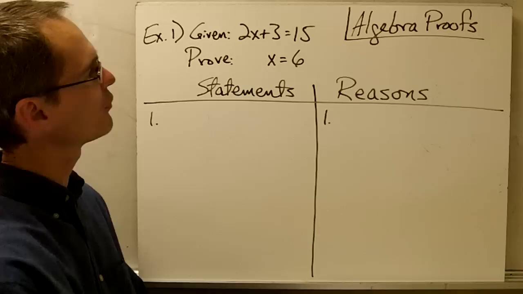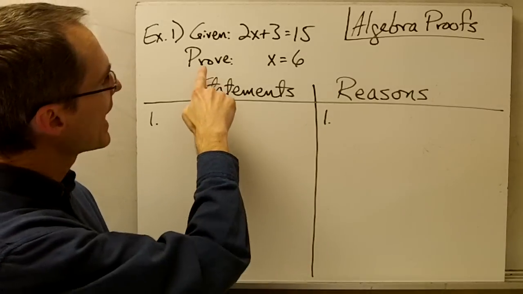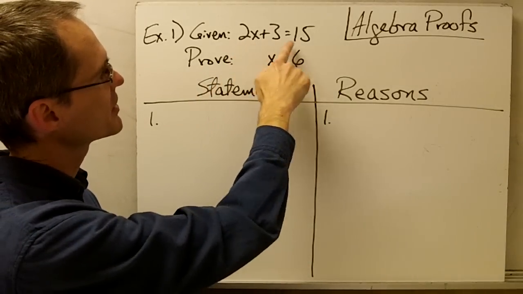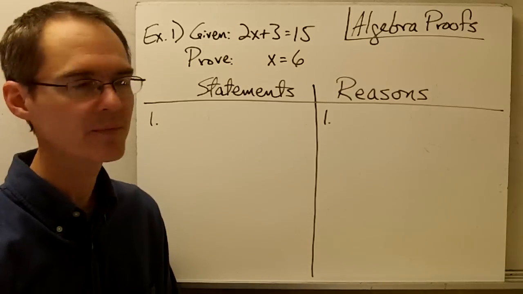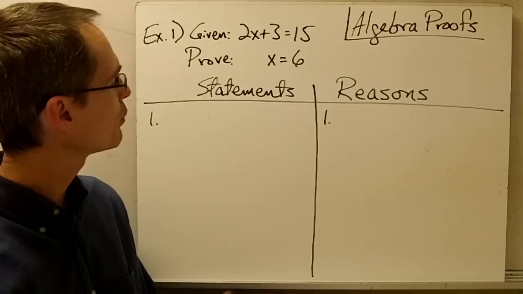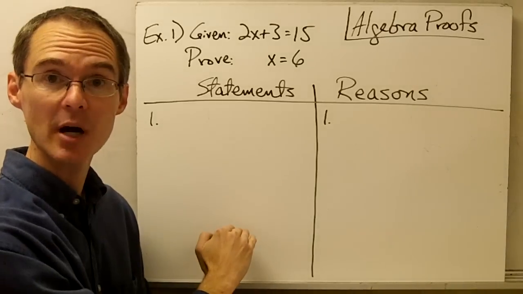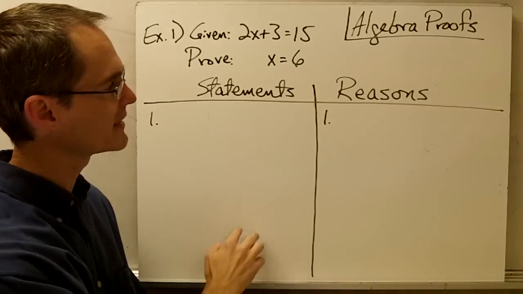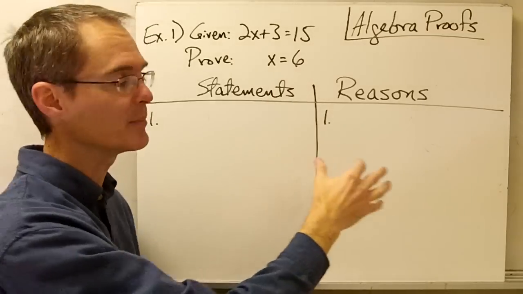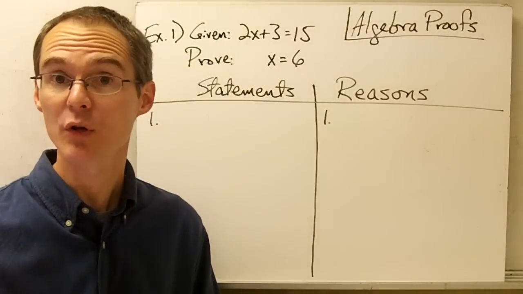So the two-column proof format, you'll have a given statement and sometimes more than one given statement, and then you have something that you're trying to prove. So in this case, our given statement is this equation, 2x plus 3 equals 15, and we're asked to prove that x is equal to 6. The way we're going to do that is we're going to write down our statements, which are essentially the steps in our proof, and then for each statement we write down, we're going to provide a reason that says why we have made that statement. Each one of our reasons for an algebra proof is going to be one of our properties of equality.